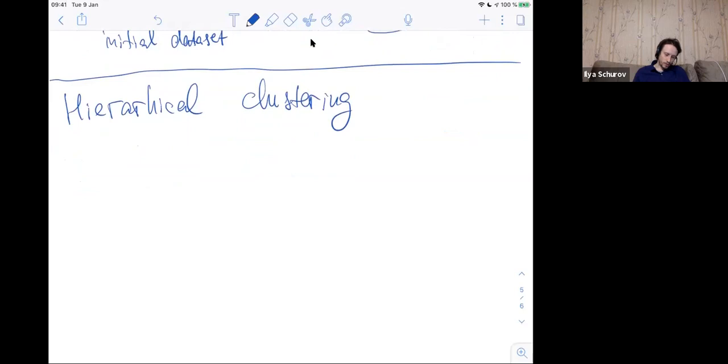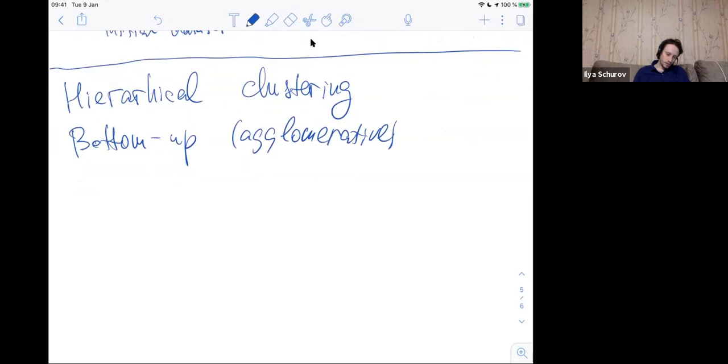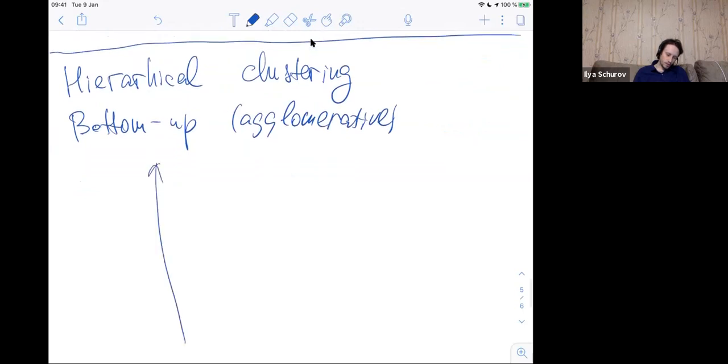Let me give you an example. I will discuss so-called bottom-up or agglomerative hierarchical clustering, and it works in the following way. Let me assume that I have some data points. I have something like this.